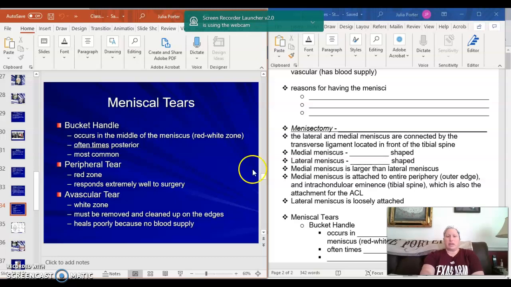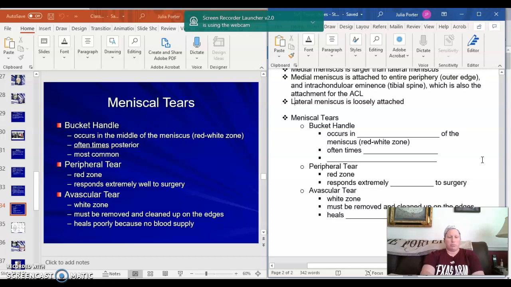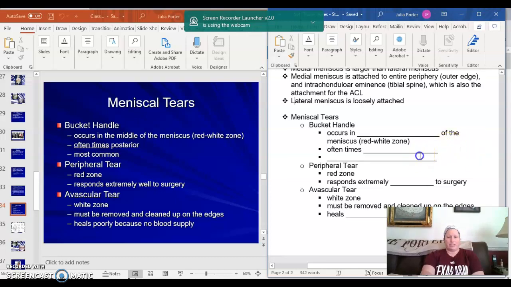Types of meniscus tears that we see in sports: bucket handle tears, peripheral tears, and avascular tears. Bucket handle tears are the most common. They occur in the middle of the meniscus, and avascular tears are not very nice because they take forever to heal and they have to be cleaned up really well. And typically you end up doing a meniscectomy with it. So you end up losing part of the meniscus because there's no blood supply.